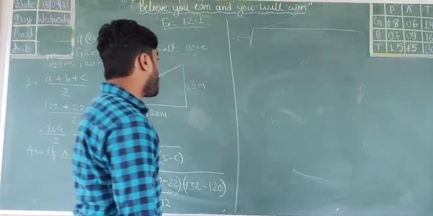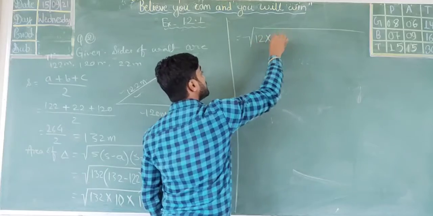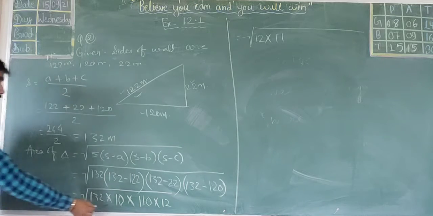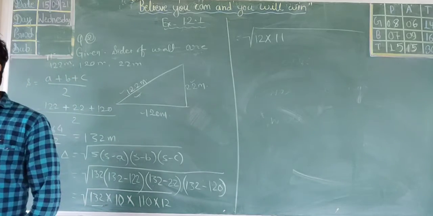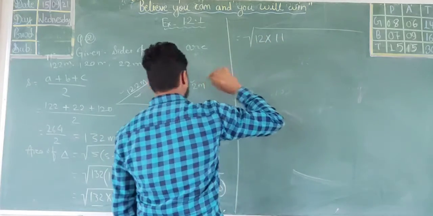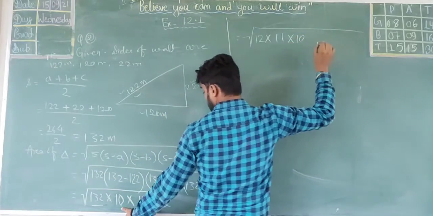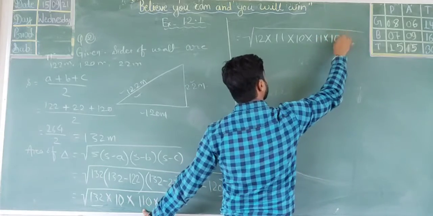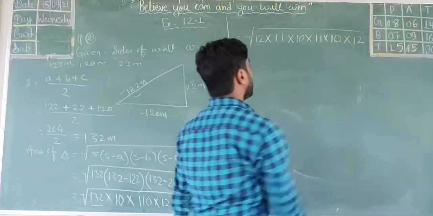Now we have to find the common multiples. In place of 132 I can write 12 into 11, because 12 times 11 gives 132: 12 tens are 120, and 120 plus 12 is 132. Multiply 10, as it is. Then there is 110, so we can write 11 into 10, since 11 tens are 110. And lastly there is 12, so I write 12 only.